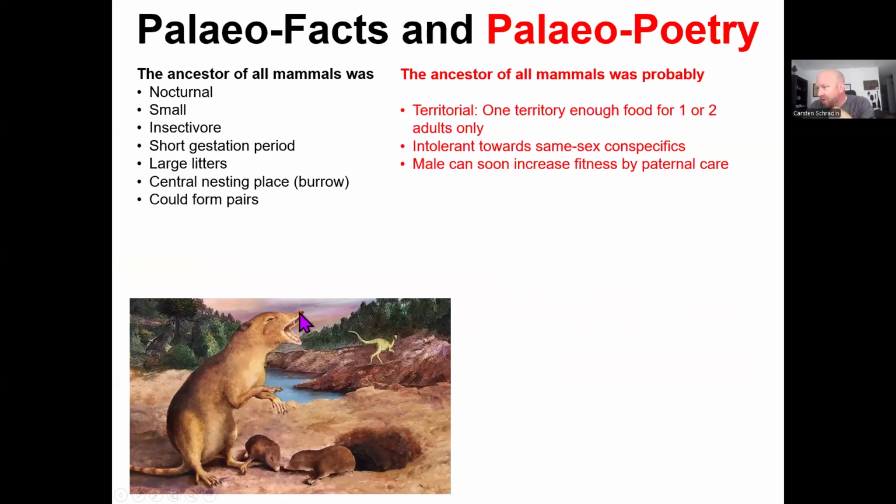10 million years ago. This species was nocturnal, it was small, insectivorous, had a short gestation period with large litters. It was burrowing, probably had a nest within a burrowing site. And from our comparative studies, at least some of them could form pairs. And here this is not known, but this is what I would assume, that they were territorial. And because they were eating insects, their territory could not support too many adults. And when they're territorial, they might be especially territorial against same-sex conspecifics, males against males, females against females.